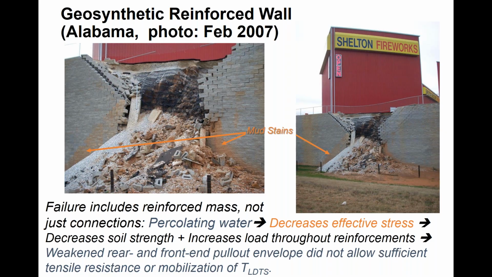What that means is that our envelopes for rear end and front end pullout are decreasing. So we're not necessarily mobilizing the full reinforcement strength anymore. That weakened rear and front end pullout envelope didn't allow us to even get that long-term design strength. It didn't allow us to actually mobilize the full capacity of the reinforcement itself.